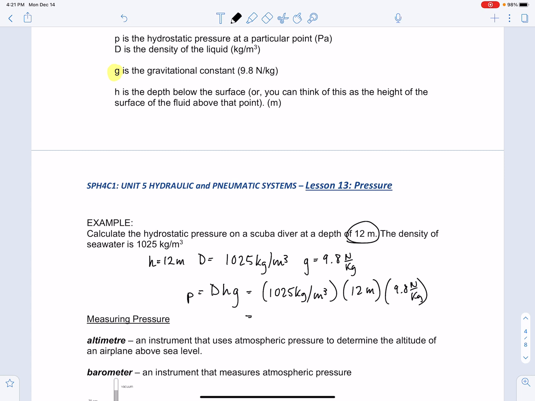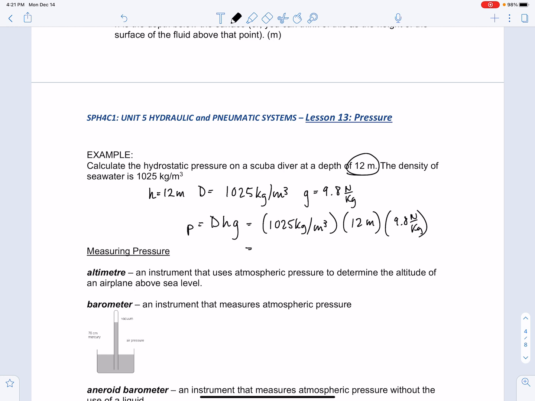We end up with 120,540 pascals, or 121 kilopascals if we round. So to go from pascals to kilopascals, what I did was divide by 1,000. And if you wanted to go in the opposite direction, you would multiply by 1,000.